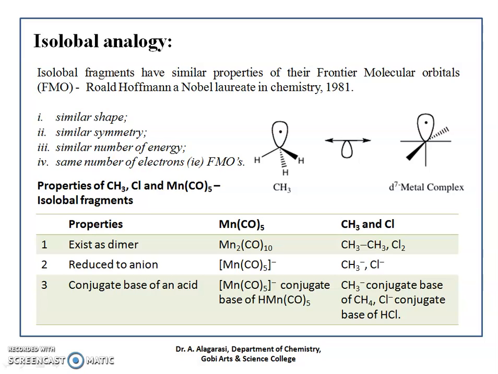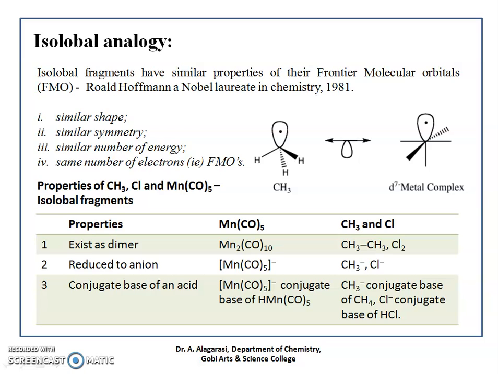So isolobal analog is a strategy used in organometallic chemistry to relate the structure of organic and inorganic molecular fragments, in order to predict bonding properties of organometallic compounds. This isolobal analog was developed in the year 1981 by Professor Roald Hoffmann. So you can see it is a newly developed method and it will be very much useful to synthesize new organometallic compounds. For example, if you are going to synthesize an organometallic compound and you need to substitute some new group in that, then this isolobal analog will be useful.